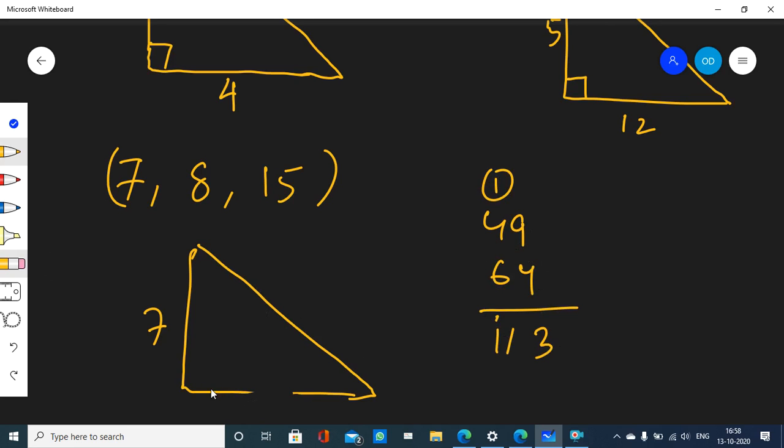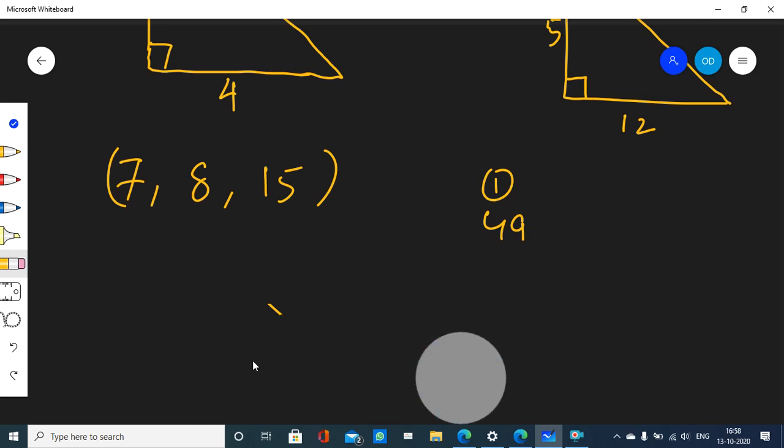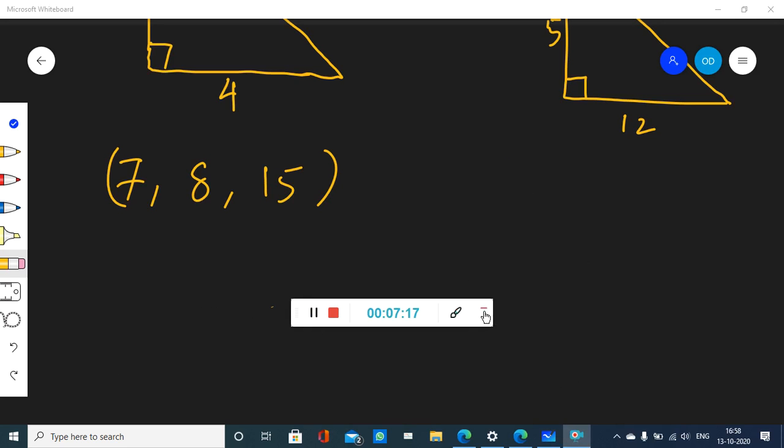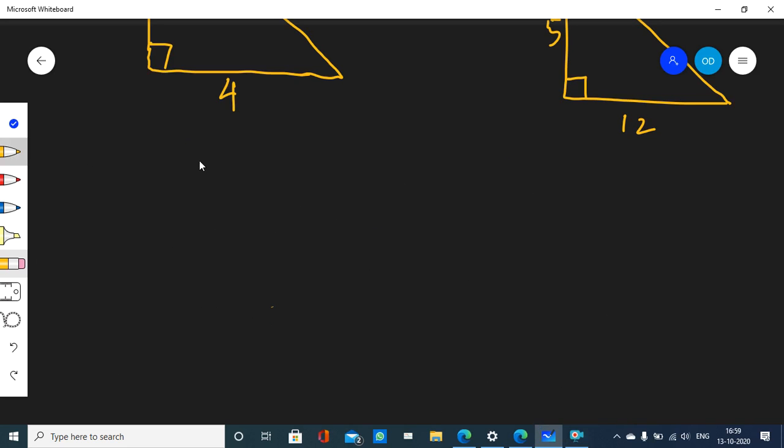I think it is... I forgot. Okay, let's talk about it later. This last Pythagorean triplet, 8, 15, 17. I forgot, sorry, 8, 15, 17.